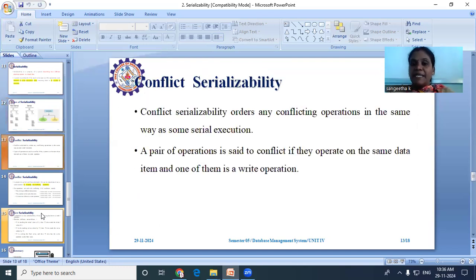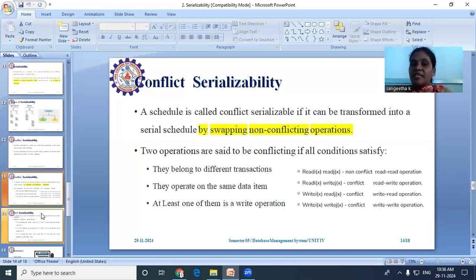Conflict serializability means that when conflicting operations occur, the transactions are shuffled as in some serial execution. A pair of operations is said to conflict if they operate on the same data item and one of them is a write operation, so we have to arrange them in serial order. Then such a schedule is called conflict serializable. It can be transformed into a serial schedule by swapping non-conflicting operations.